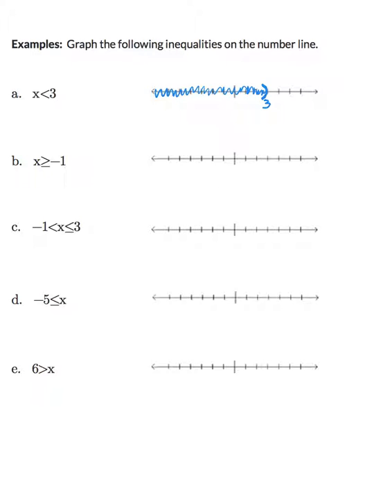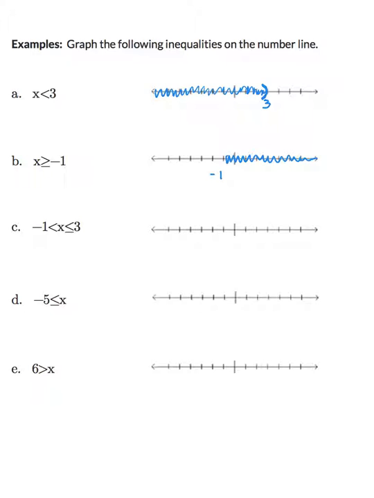For the next problem, let's look at x is greater than or equal to negative 1. So, again, I want to identify where is negative 1 on the number line. Negative 1 is 1 to the left of 0. So I'm going to put a negative 1 underneath there. I want to know what side should I shade. Should it be to the left or to the right? Here, the numbers that are going to be greater than negative 1 are going to be to the right. So I want to shade to the right of negative 1.